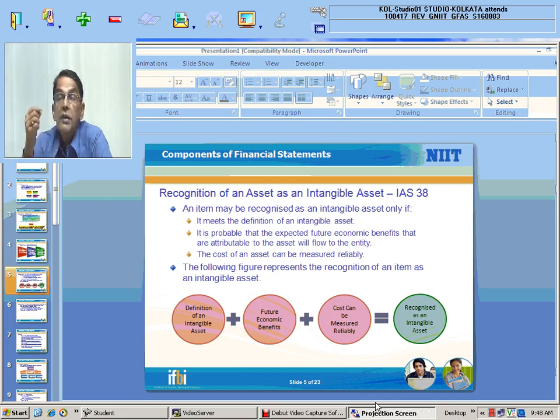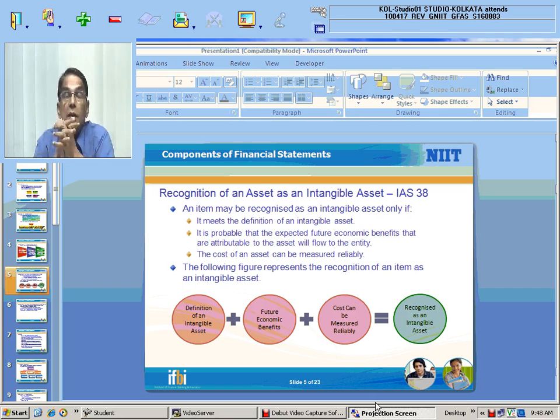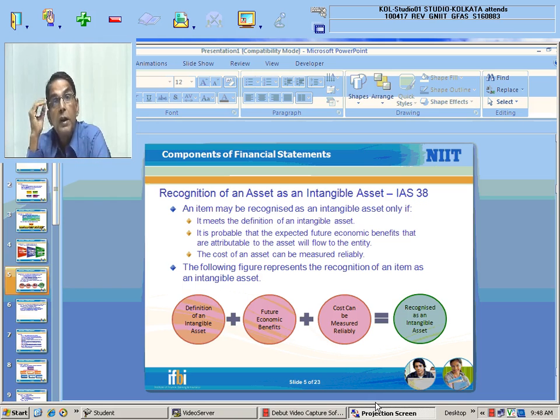Only when goodwill is acquired, mainly through a business combination, when one company purchases another company, goodwill may be acquired, that is purchased. That goodwill can be recognized as an intangible asset. But internally generated goodwill can never be recognized as an intangible asset because its cost cannot be reliably measured. But when you are buying another company, the cost of the goodwill can be measured. So then it can be recognized as an intangible asset.